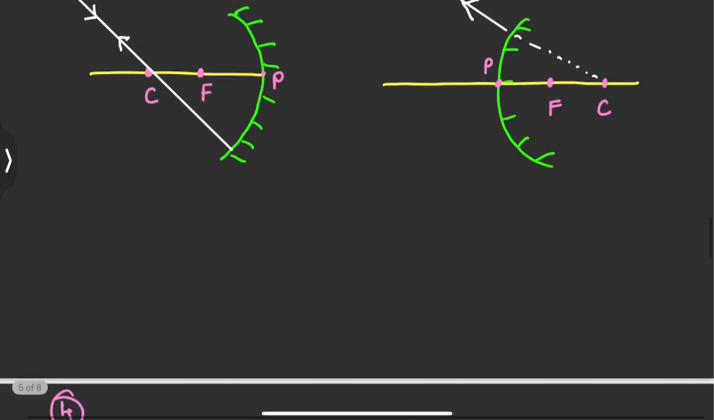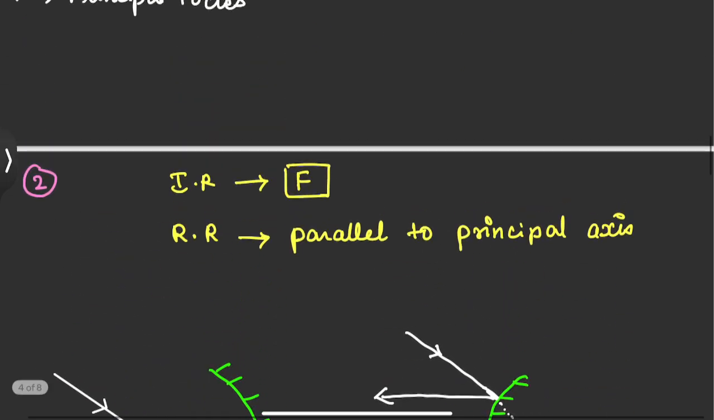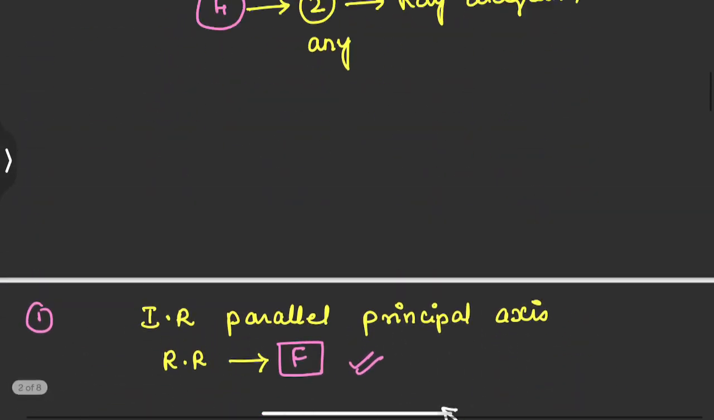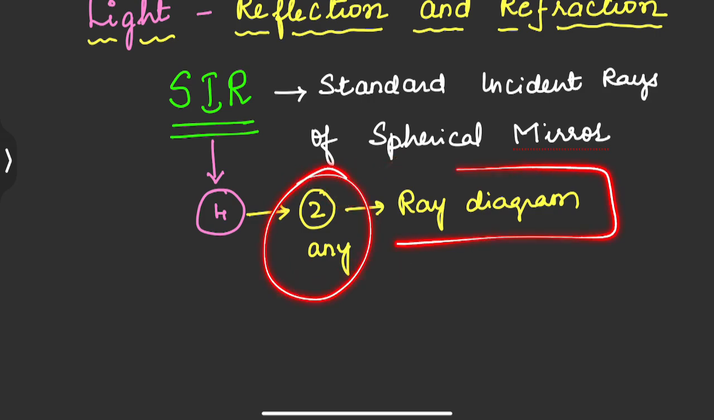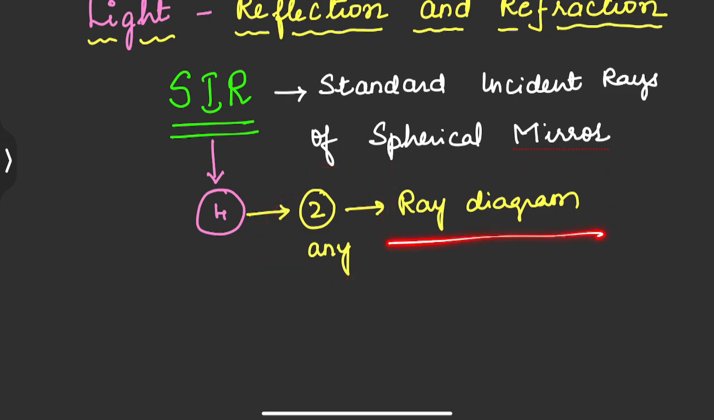So is that clear? We have learned 4 standard incident rays. Out of these 4 standard incident rays, we are going to use any 2 to draw the ray diagram. It is sufficient for us to draw only 2. So any 2 you can choose, whichever you find easy. Using that we will be able to draw the ray diagram. In the next class, I'll teach you how to draw the ray diagram.